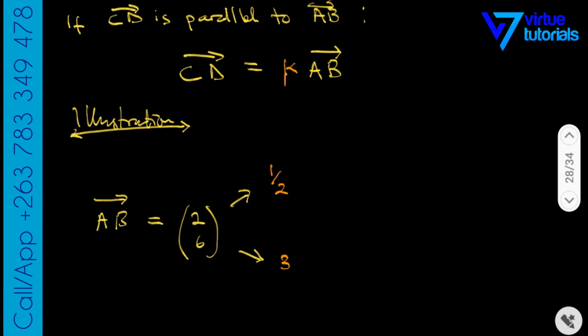K can be any number. CD could be 2 times AB. CD could be 3 times AB. CD could be 2.5 times AB. CD could be half of AB. K just represents any factor. So as long as two vectors are parallel, the only difference between them is some factor that you can multiply one vector by to get equal vectors on both sides. So that's what can happen.